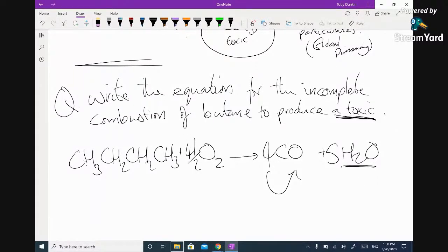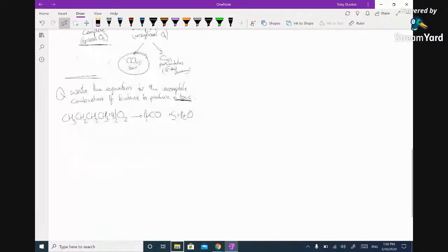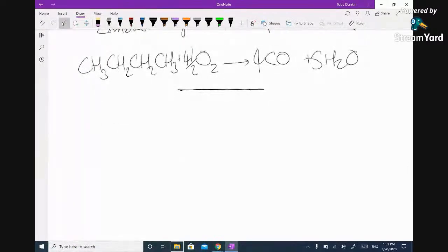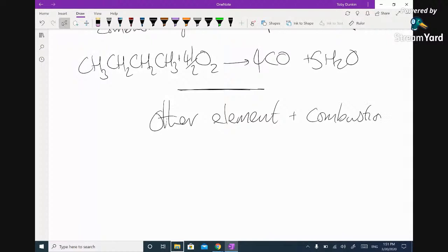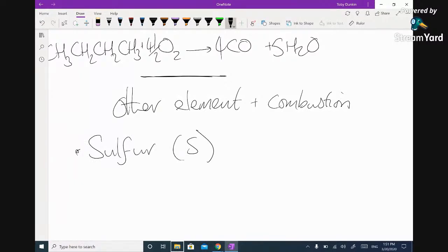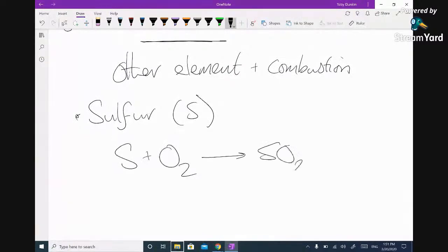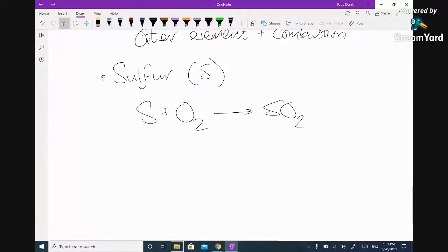So very common, and it just takes a bit of practice, but they do ask these heavily. Really, really heavily. I also now have to mention other elements in combustion. So what other elements are going to make an appearance? Of course, number 1 is sulfur. If you see sulfur, then you're going to produce SO2. Sulfur plus oxygen goes to SO2. Sulfur dioxide, an acidic gas, causes acid rain.